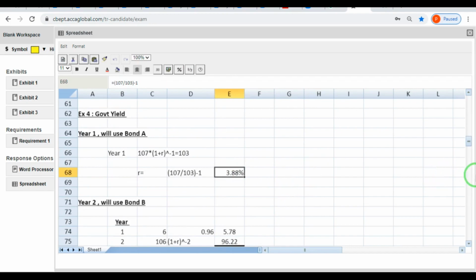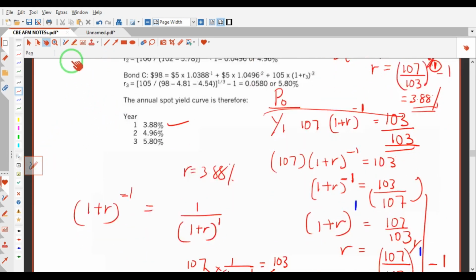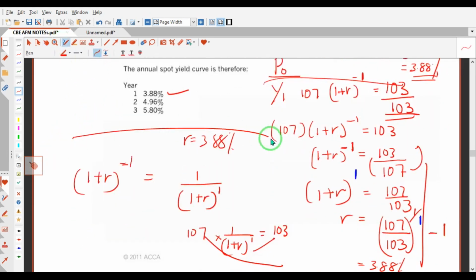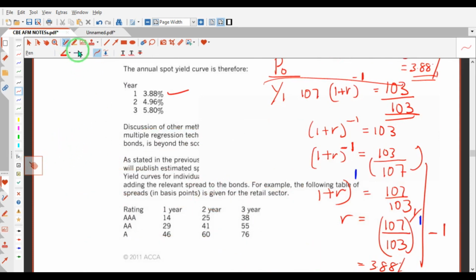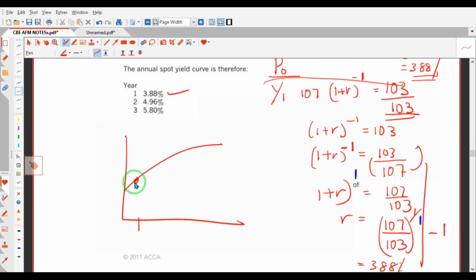First year, if you look at the curve, it will be giving us these answers. Let me just put it here. Let's clear this. If you're going to get back, year 1 is 3.88, year 2 is 4.96, year 4 is 5.80. If they give you the curve, then you can get it from the curve.